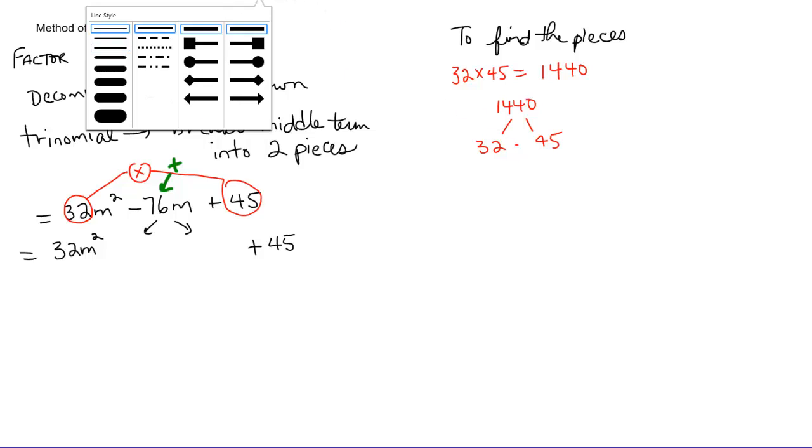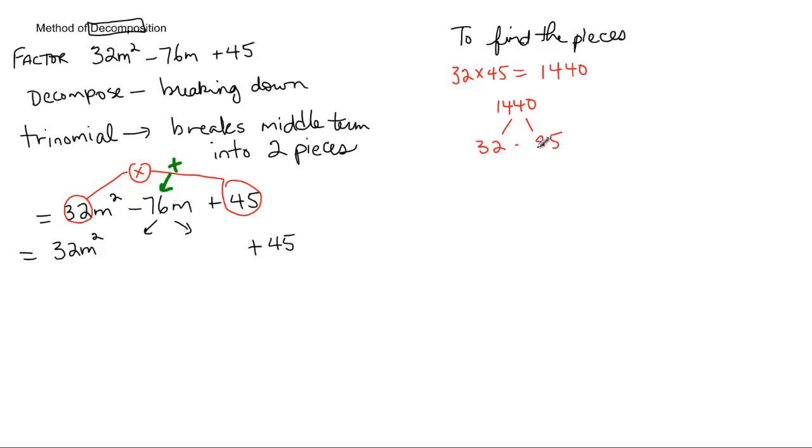Now here's a trick. 32 and 45 will not make 76. They make 77 if we add them together, or if we subtract we get 13. We can't get 76 out of them. We need to mess with these 2 numbers. Now there's many ways to do that. You can just play around with what goes into 1440. What I like to do, because I like a little more method to my madness, is work from here and say, or this number, either or.